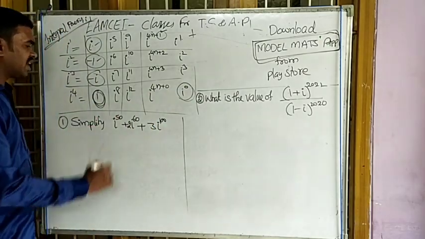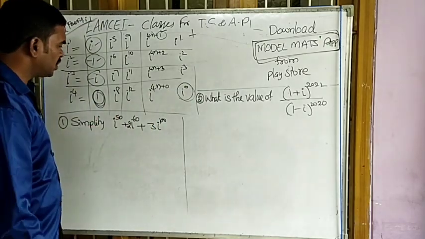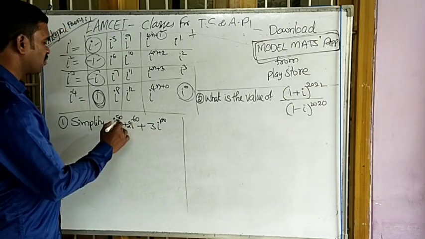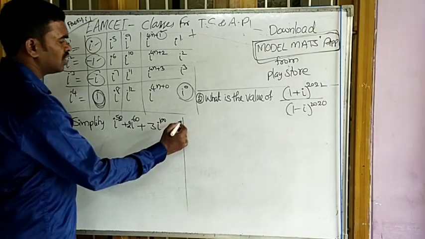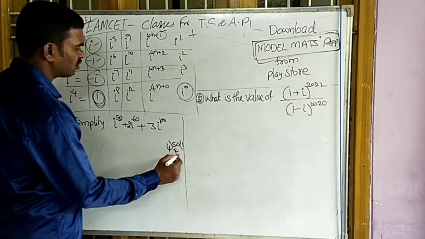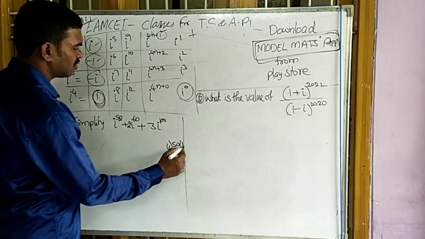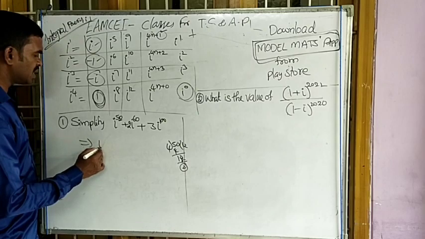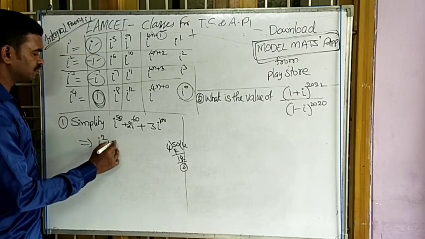Simplify i power 50 plus i 2 into i power 60 plus 3 into i power 100. This is the question. Here what is power 50? 50 divided by 4: 4 12s are 48, means 2 is the remainder. So i power 50 means simply we can write i power 2.